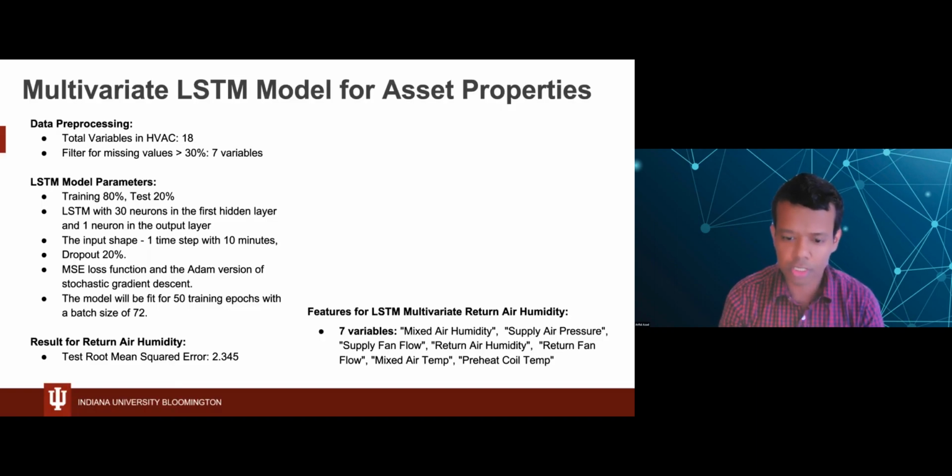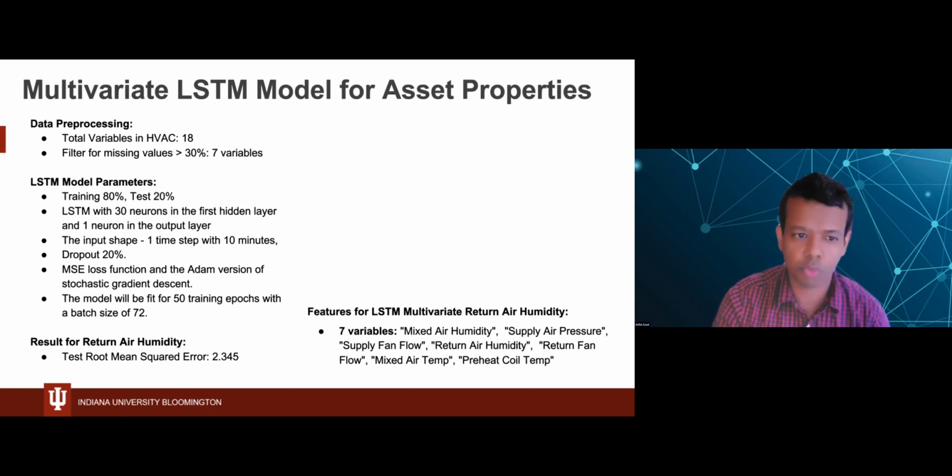So in order to do this, let us consider one particular setting. We are considering one HVAC unit. And in that HVAC unit, we have a total of 18 variables. That means we are measuring 18 different types of features from this particular unit. But we do have lots of missing data. So we filtered 7 variables out of these 18 that have more than 30% data present.